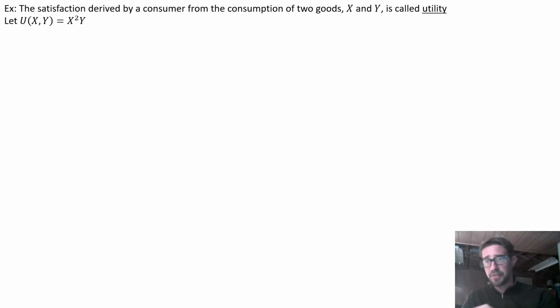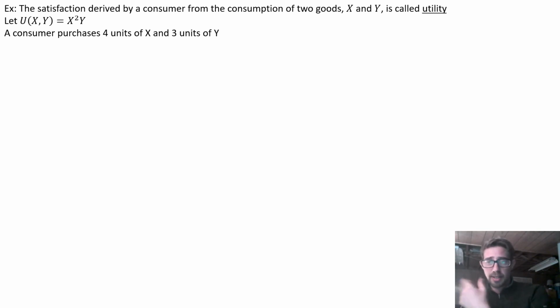So this is a specific one. This isn't a general one, this isn't how it always works. That's just a specific one I made up. Let's say our consumer here purchases 4 units of x and 3 units of y. So what does that mean? It means this consumer's utility is going to equal 4 squared times 3, which is 48.